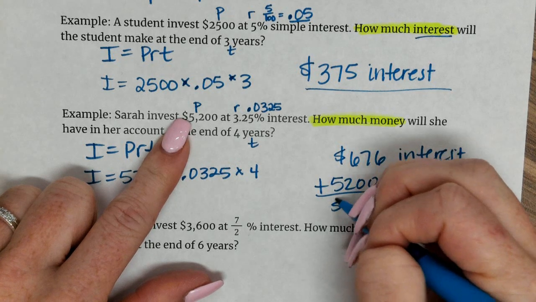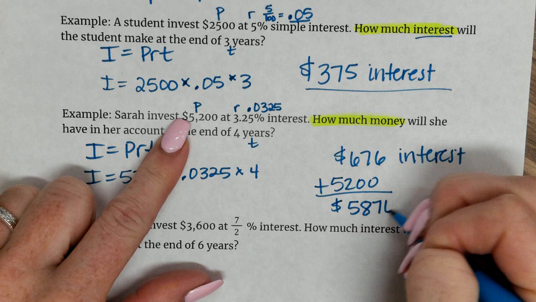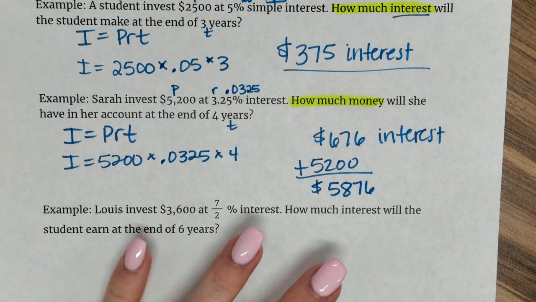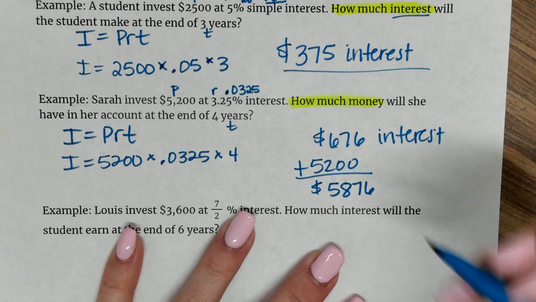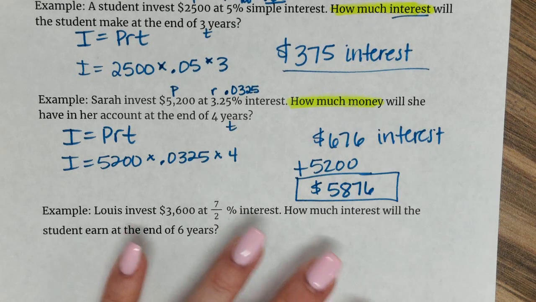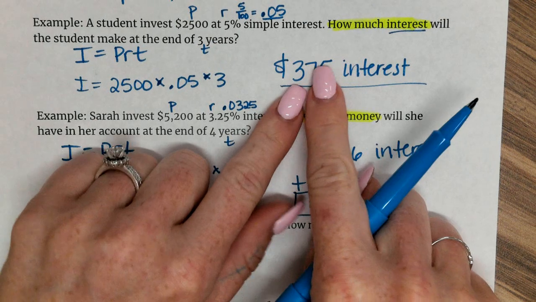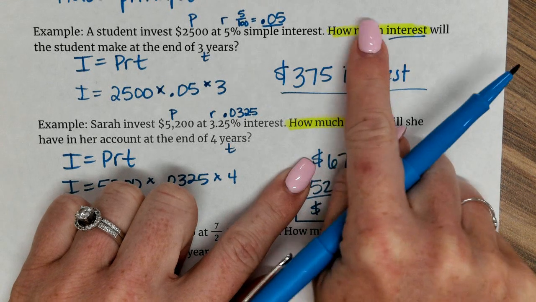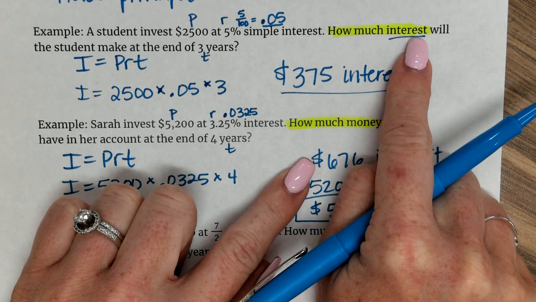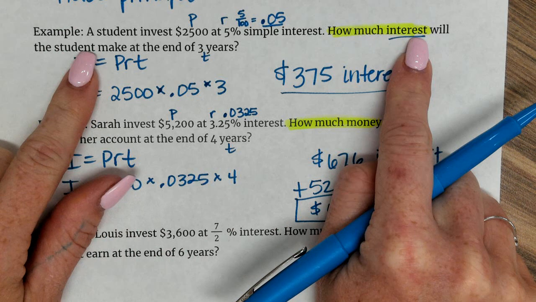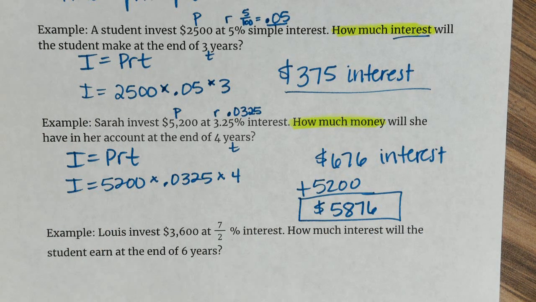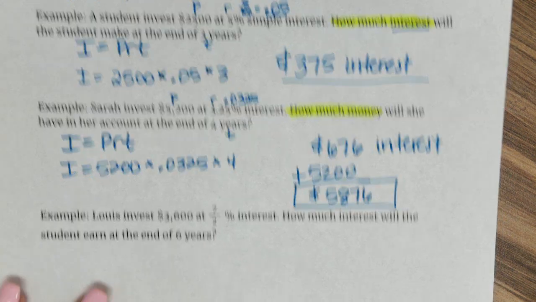So how much is she going to have in her account after 4 years? $5,876 in her account. So do you understand the difference of when you stop with the formula or when you add it back? This question said how much interest, and the formula solves for interest. This question says, how much money is she going to have total? That means you have to add it back to the principal. Does everybody understand?